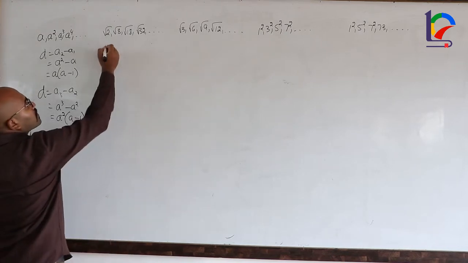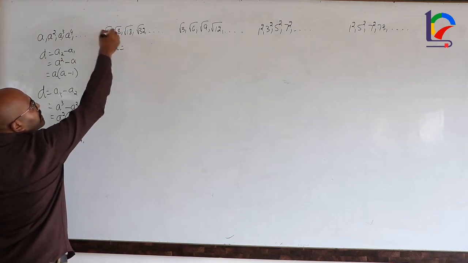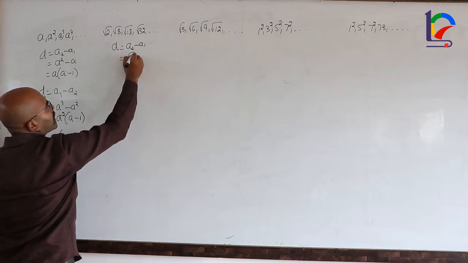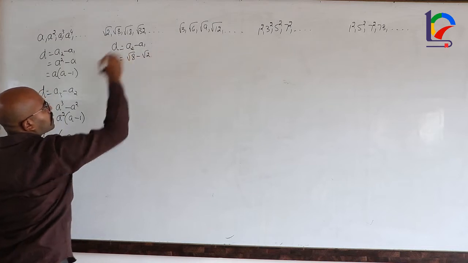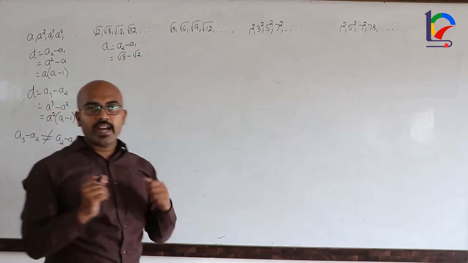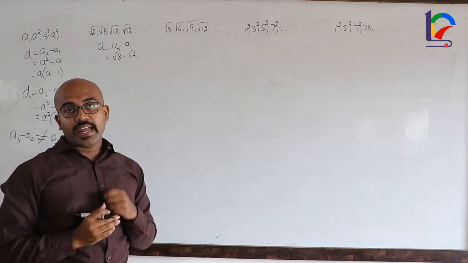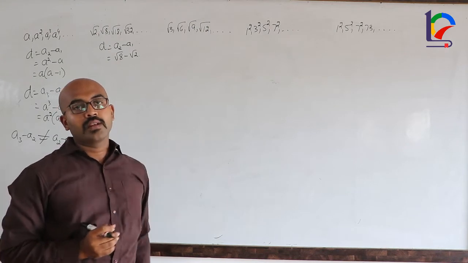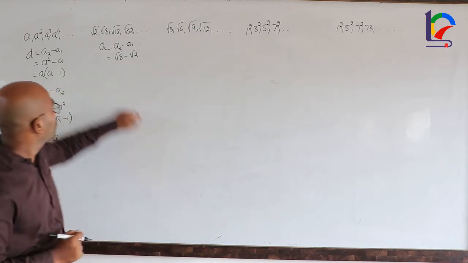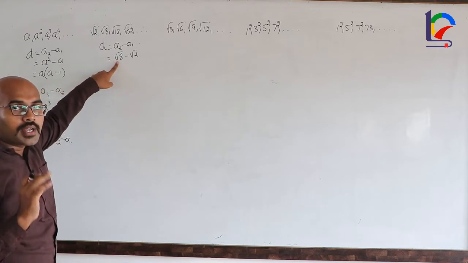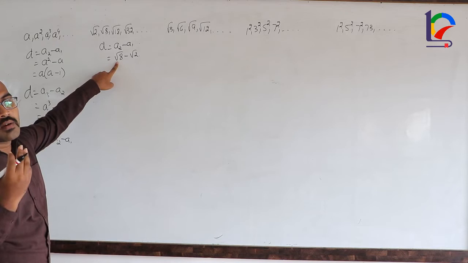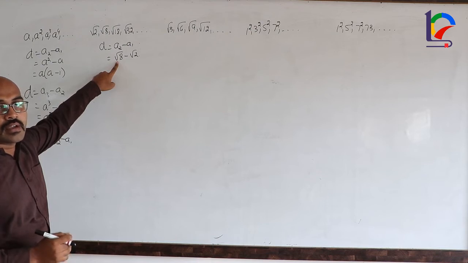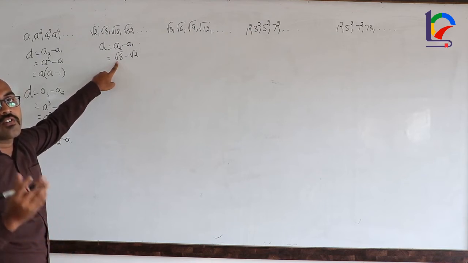So next, the common difference is second term minus first term, a2 minus a1. What is a2? Root 8. What is a1? Root 2. Can we find it using root 8 itself, or is there any possibility where we can reduce the term? So let's check. Root 8. Do you remember, or can you come up with any of the products that you have solved in your previous classes, or simplification of rational numbers?